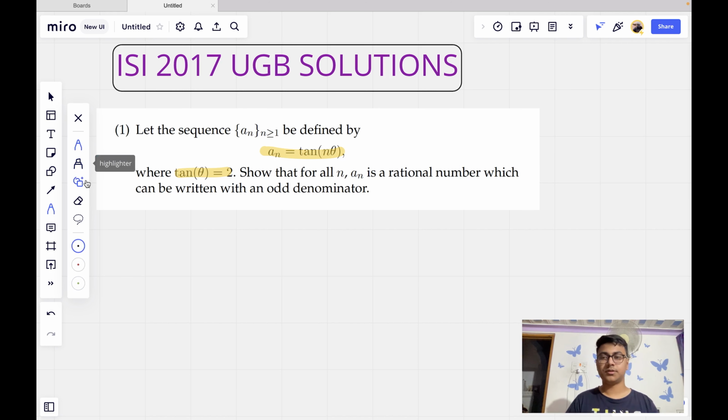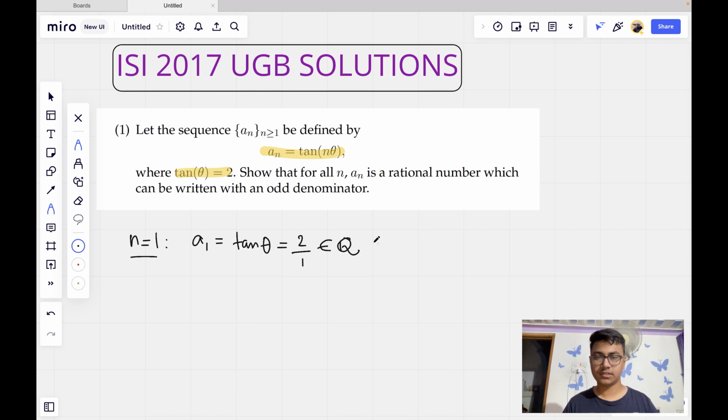we'll use the principle of mathematical induction to prove this. The proof by mathematical induction requires a base case. The base case is given to us. So if we look at n equals 1, we have a1 equal to tan theta, which is 2, which you can see can be written as 2 by 1. And so it's easy to see that this is a rational number with an odd denominator. The denominator here is 1. So the base case is true.